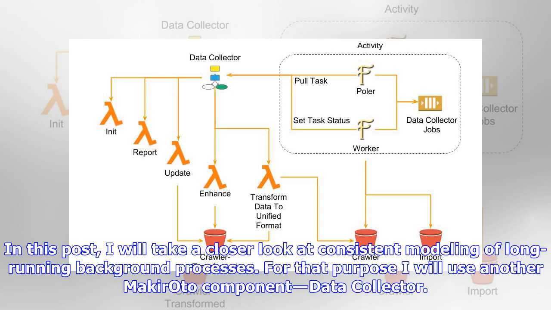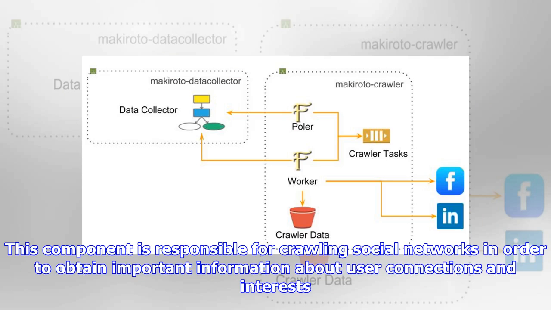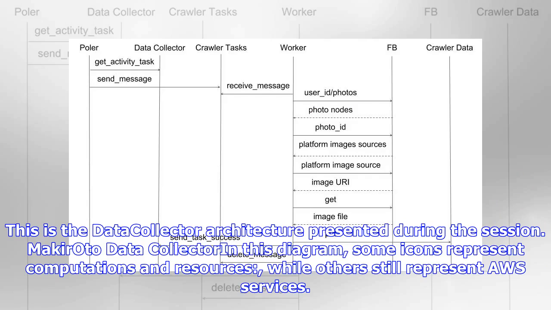In this post, I will take a closer look at consistent modeling of long-running background processes. For that purpose I will use another Makiroto component, the data collector. This component is responsible for crawling social networks in order to obtain important information about user connections and interests. This is the data collector architecture presented during the session.